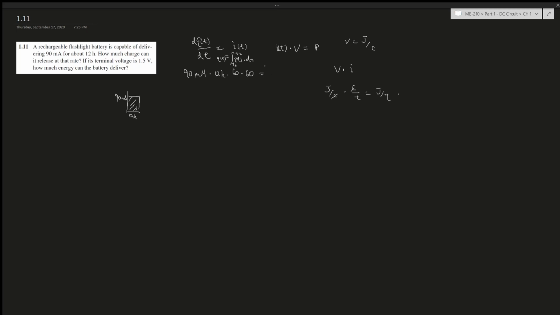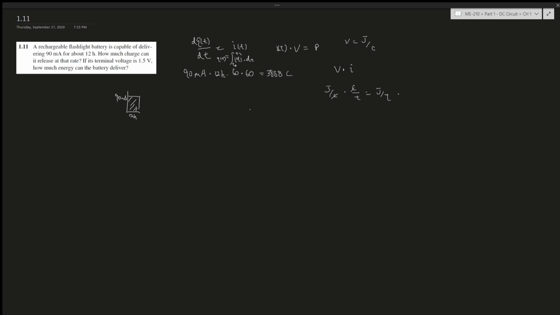And it should give you, let's see, type in a calculator, 90 times 10 to the power negative 3 times 12 times 3,600 gives us 3888 coulombs. That's how much charge it will release at that rate.